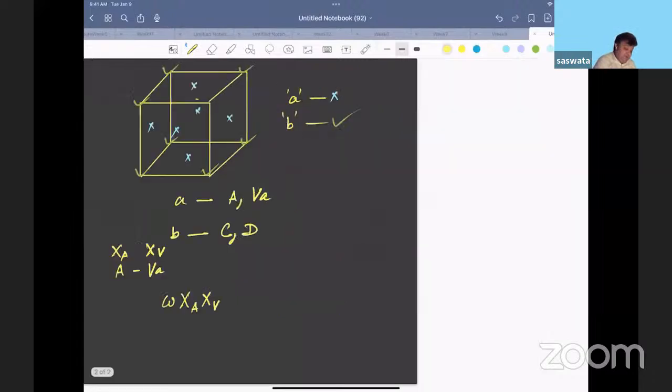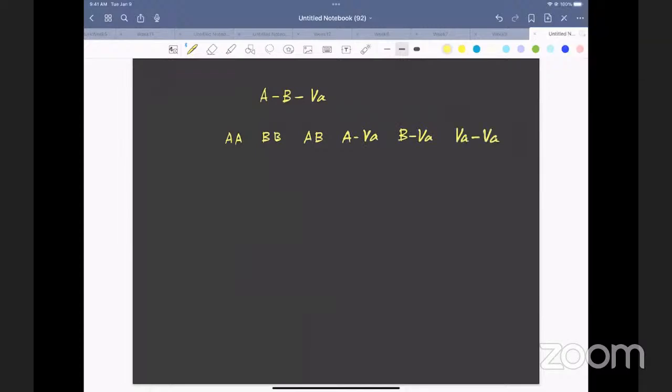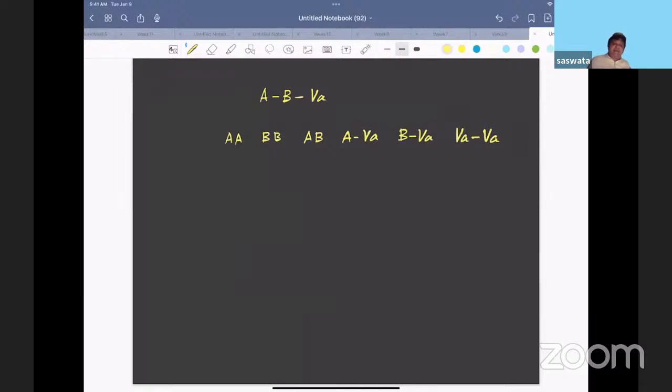Say I have now a model where I have A and I have B and I have VA. Then how many interactions do I have? A interactions are possible, B interactions are possible, AB interactions are possible, A vacancy interactions are possible, B vacancy interactions are possible. Now comes this very strange interaction, which is called vacancy-vacancy interaction. In general, for the vacancy interaction, we can take it as 0.